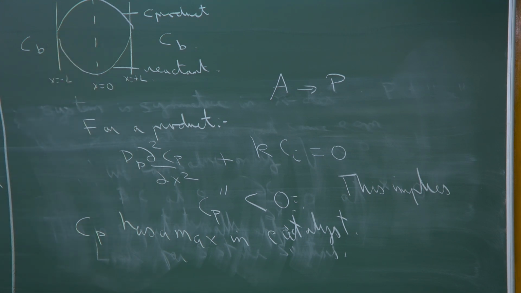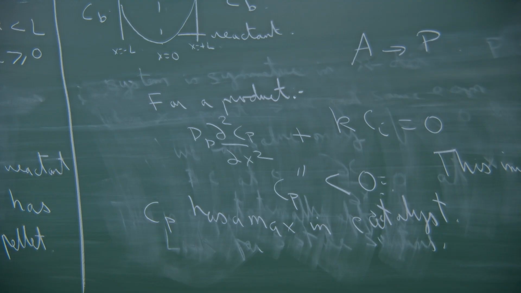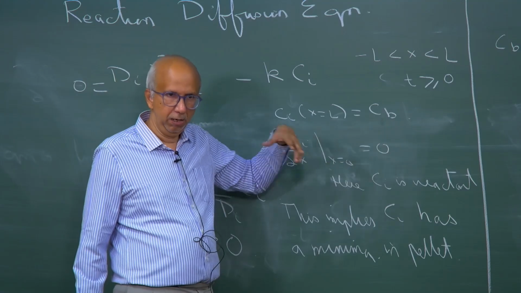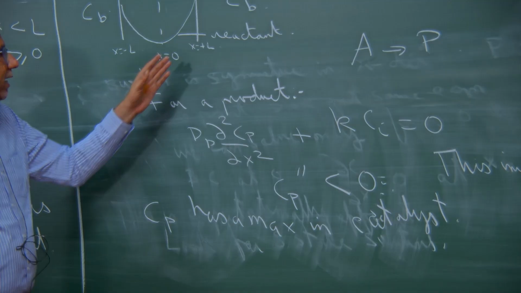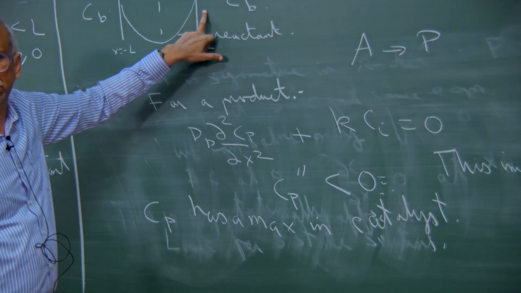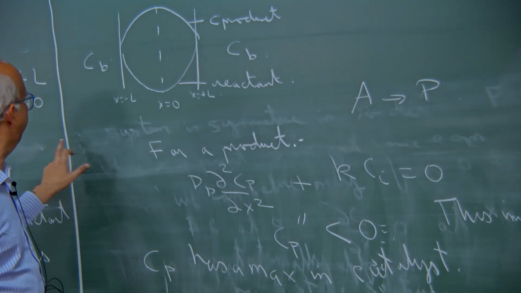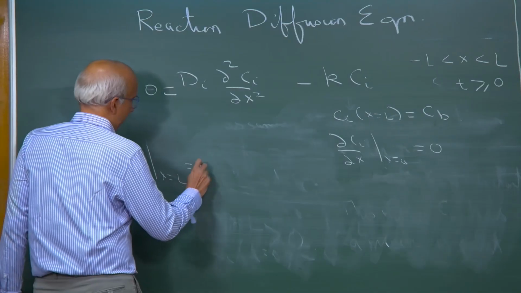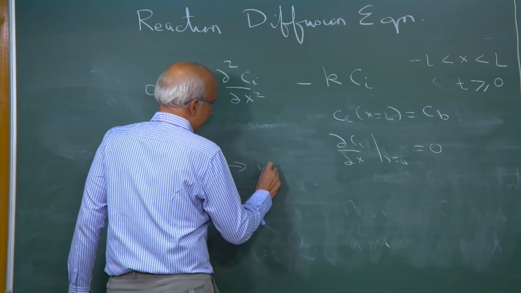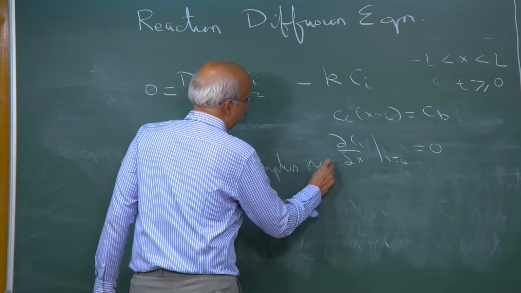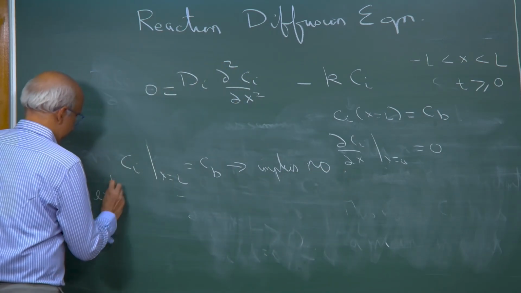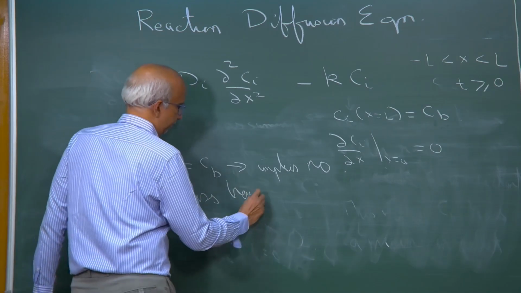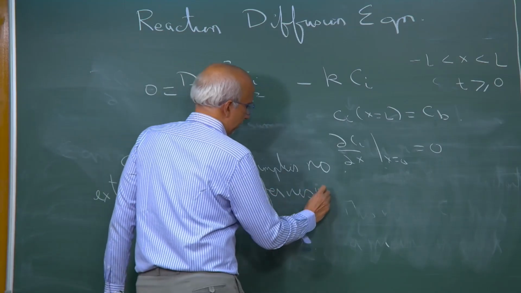The other important thing I am assuming is that at the boundary the concentration is equal to the bulk concentration. What that means is I am neglecting any mass transfer resistance outside the pellet. Okay. When I put this Dirichlet boundary condition, Ci at x equal to L equals Cb, it implies no external mass transfer resistance.